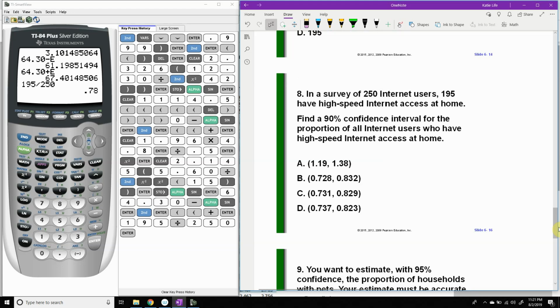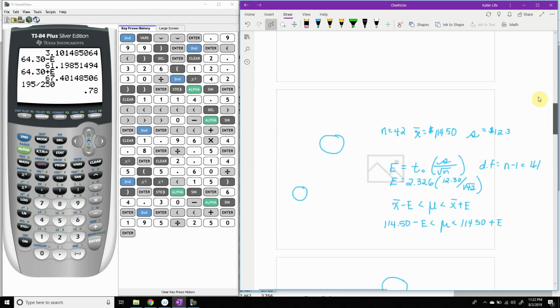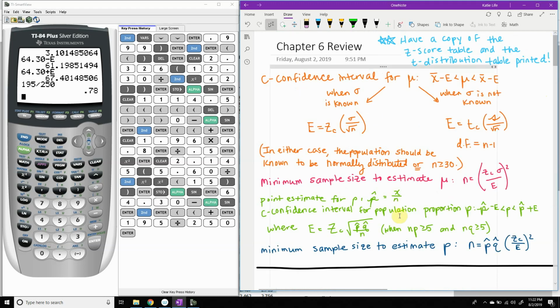All right, number 8, in a survey of 250 internet users, 195 have high-speed internet access at home. Find a 90% confidence interval for the proportion of all internet users who have high-speed internet access at home. Well, according to my little formula sheet, let's scroll back up here and look at it. I want to be using this confidence interval formula where I'm doing p hat minus the error, p hat plus the error, where the error is based off of the standard normal curve, right?